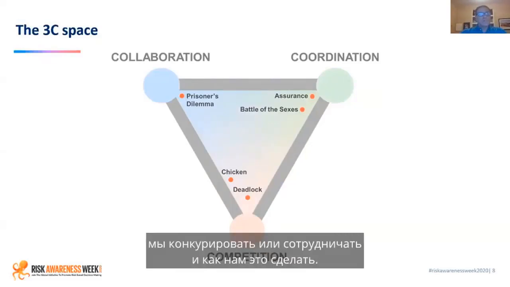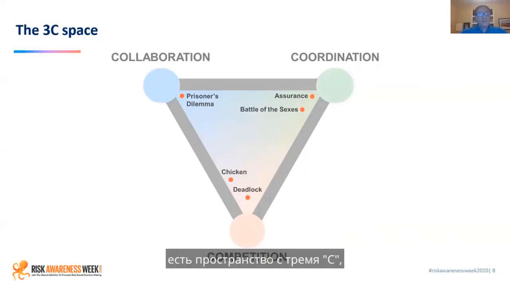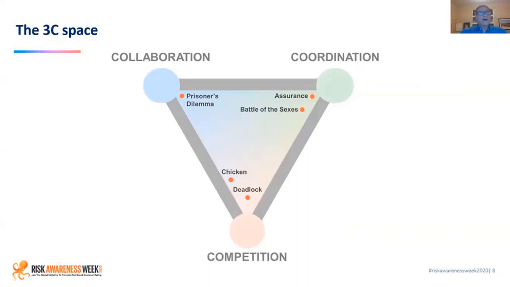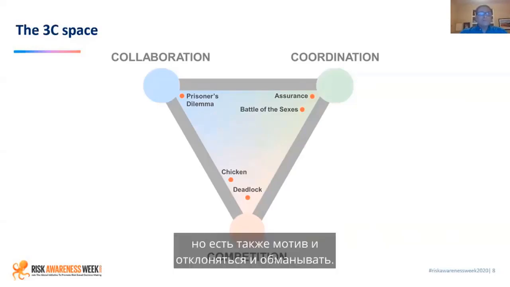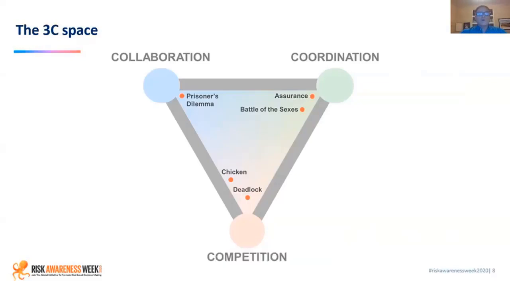Now, in the business world, as I said, game theory can help us with the question of should we compete or cooperate, and how should we do so. And the way I think about it is there's a 3C space where game theory applies. The top 2, collaboration and coordination, are forms of cooperation. With collaboration, there's an incentive for 2 or more parties to cooperate, but there's also an incentive to deviate and cheat. And that's the reason we have contracts in the business world, because we want to make sure that the parties come through on their side of the bargain.